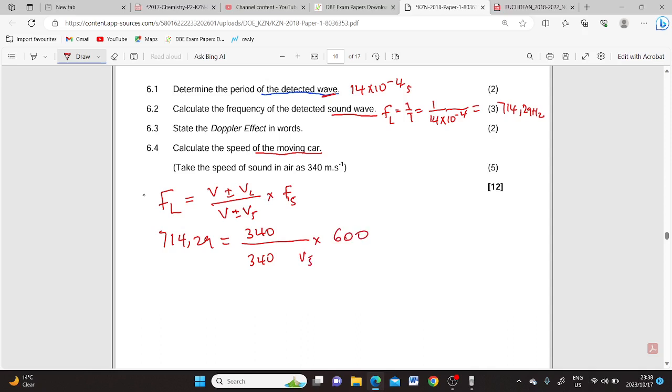Of course, since we hear a higher frequency, the source is approaching, so we must have a minus. Then when you do your calculations, for the velocity of the source you'll get 54.40 meters per second. So that's what we have for this question.